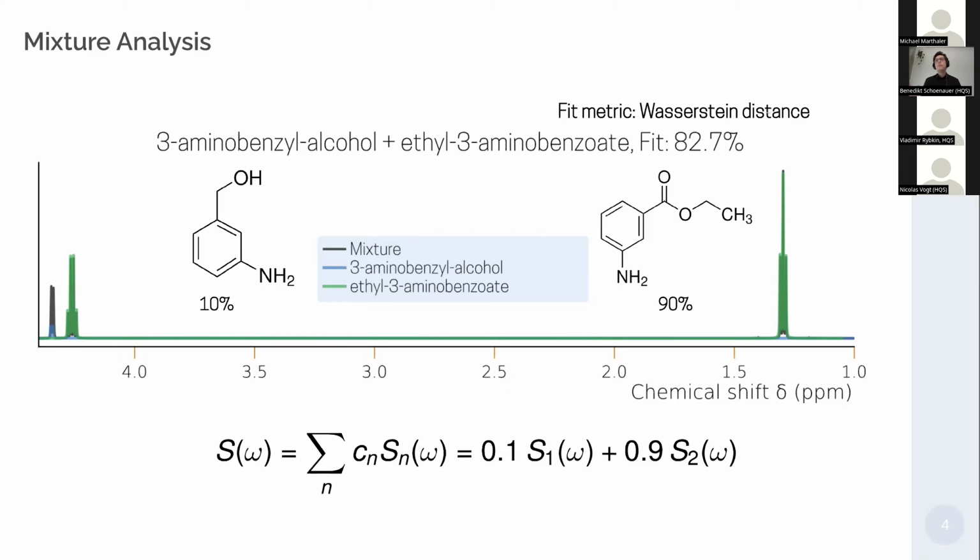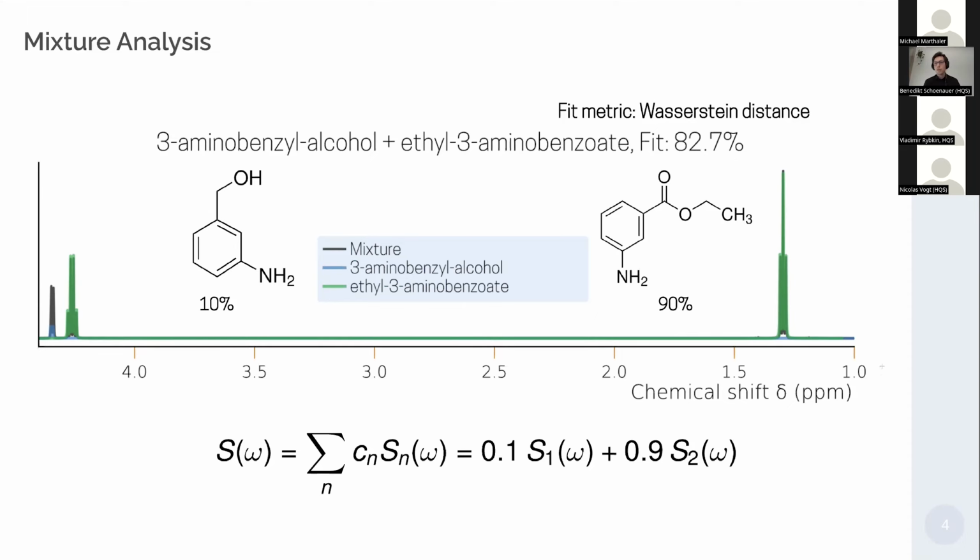But we have a fit metric here, which is the Wasserstein distance, which is a measure for how much you have to modify one spectrum to end up with another spectrum. So a Wasserstein distance of 0 means these spectra are identical, and everything higher than that means I have to modify this a bit in order to get to the other one. And here we already have a fit of 82%, which suggests that this might already be the result.